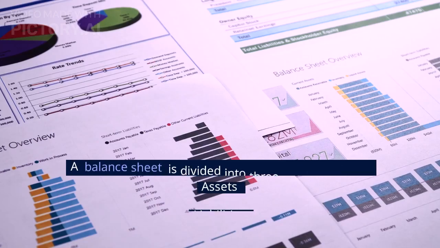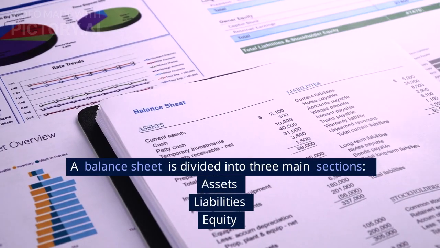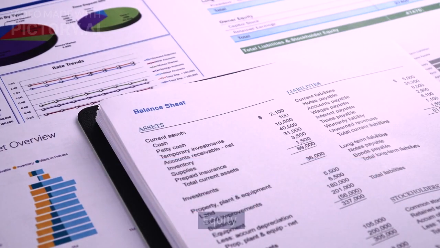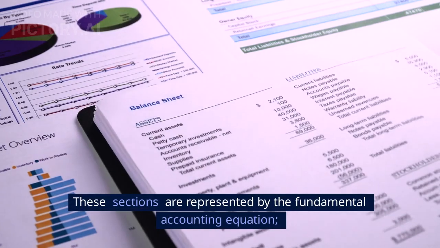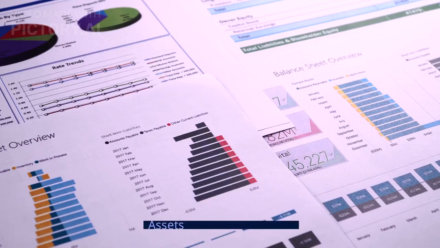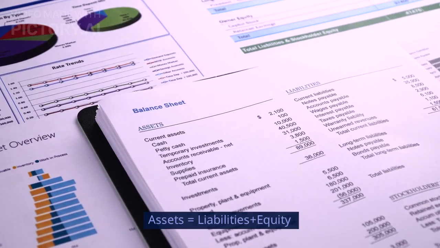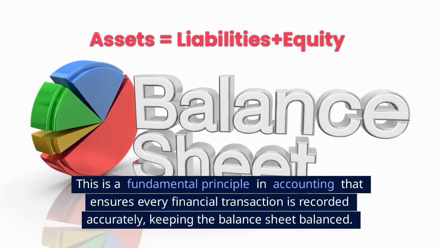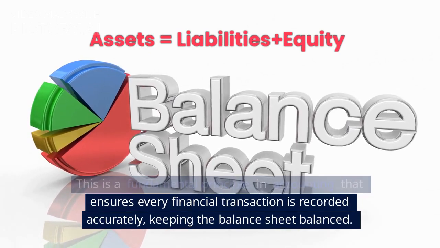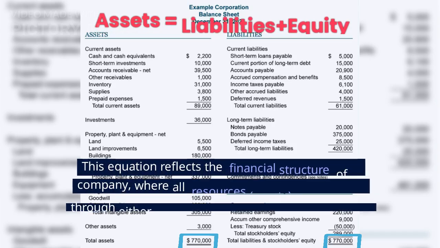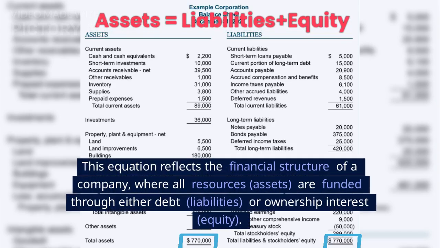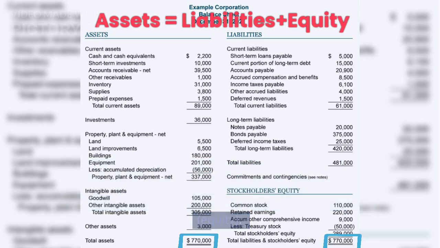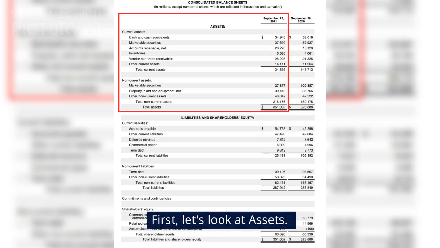performance. A balance sheet is divided into three main sections: assets, liabilities, equity. These sections are represented by the fundamental accounting equation: assets equals liabilities plus equity. This is a fundamental principle in accounting that ensures every financial transaction is recorded accurately, keeping the balance sheet balanced. This equation reflects the financial structure of a company, where all resources, assets, are funded through either debt, liabilities, or ownership interest, equity. First, let's look at assets.